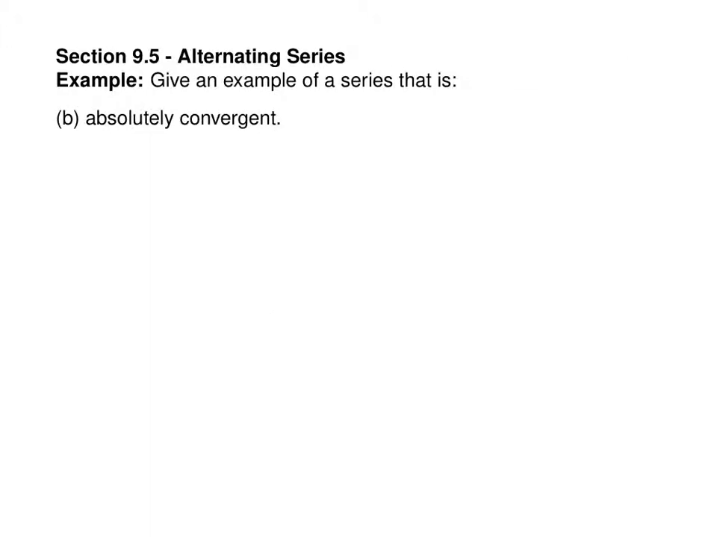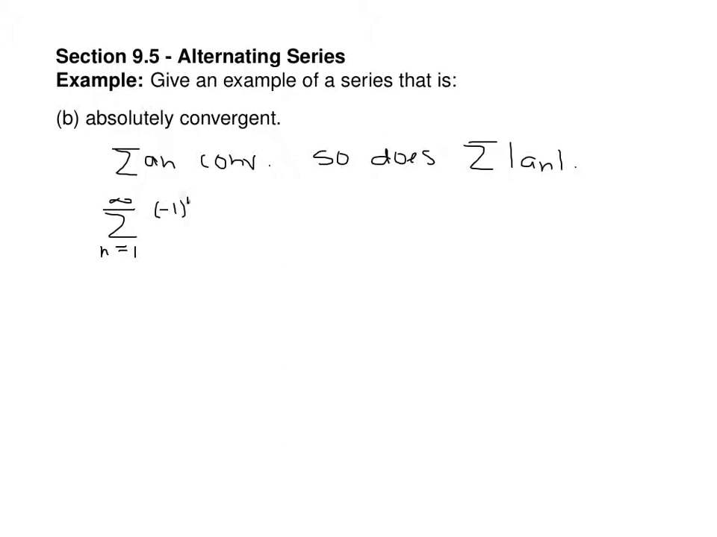A series that is absolutely convergent is one where if the sum of a sub n's converges, so does the sum of the absolute value of a sub n's. An example of that would be the sum from n equals 1 to infinity of -1 to the n over n squared. This series converges by the alternating series test, and so does the sum from n equals 1 to infinity of 1 over n squared. That's also a p-series with p equal to 2.